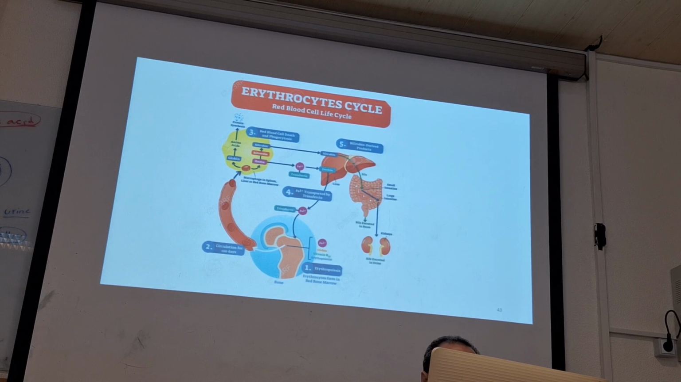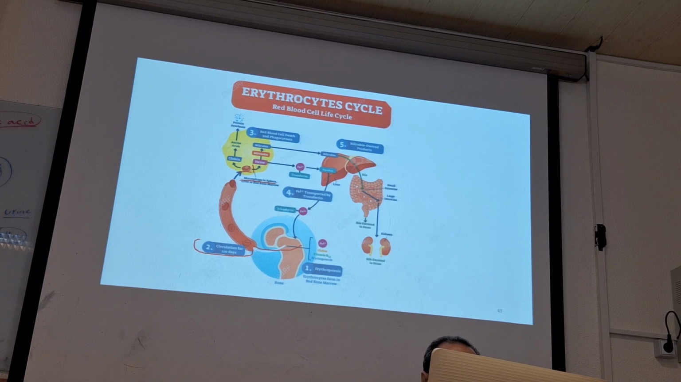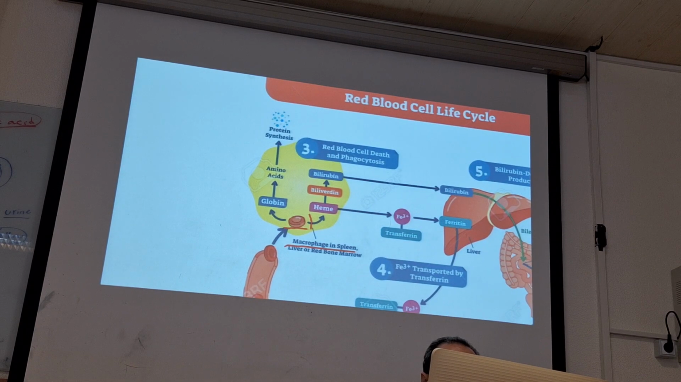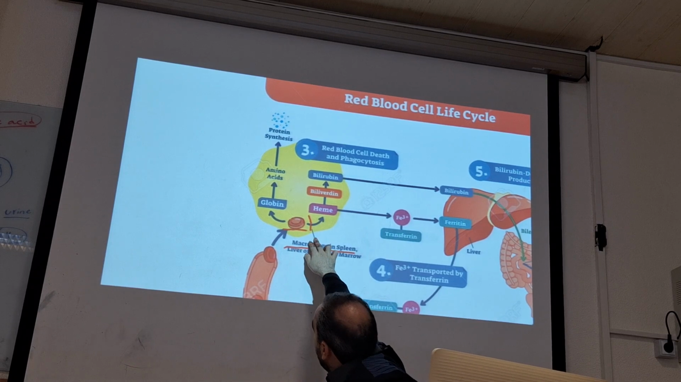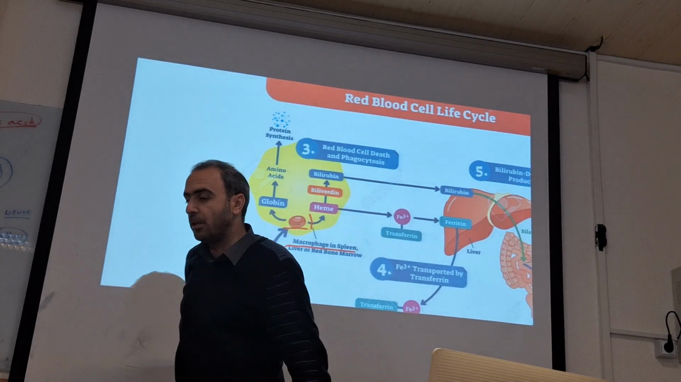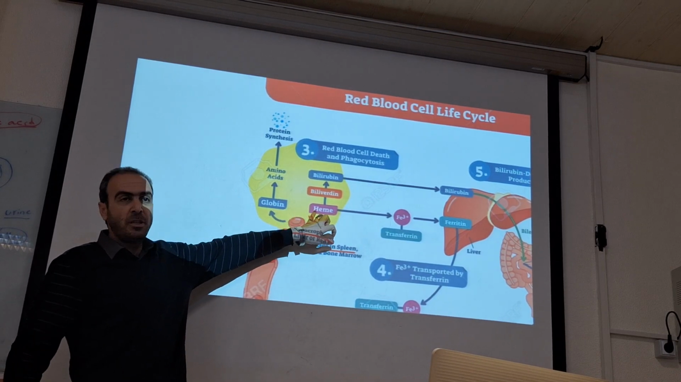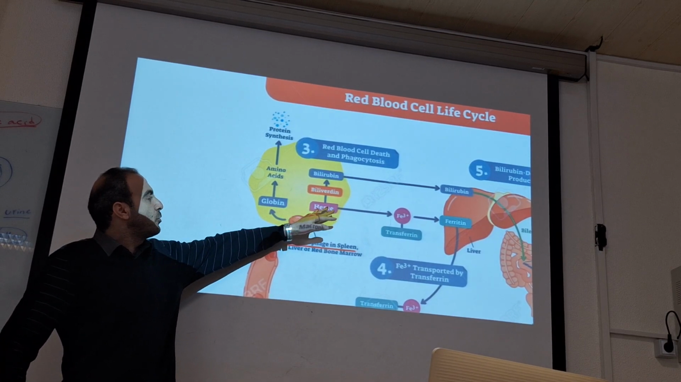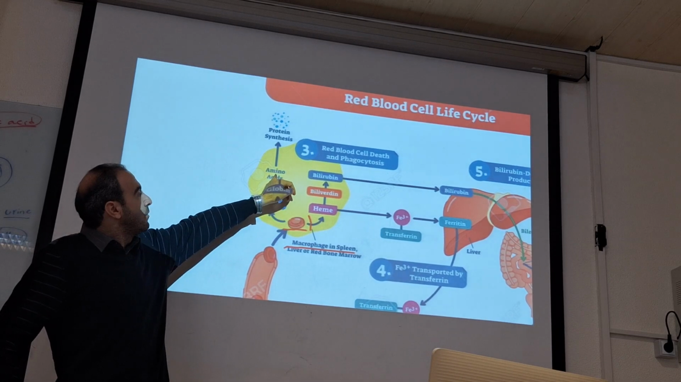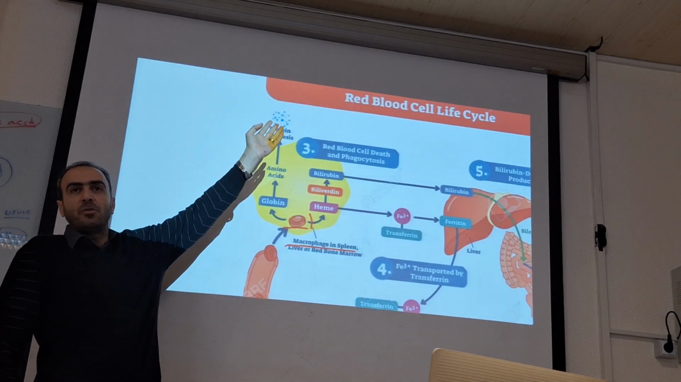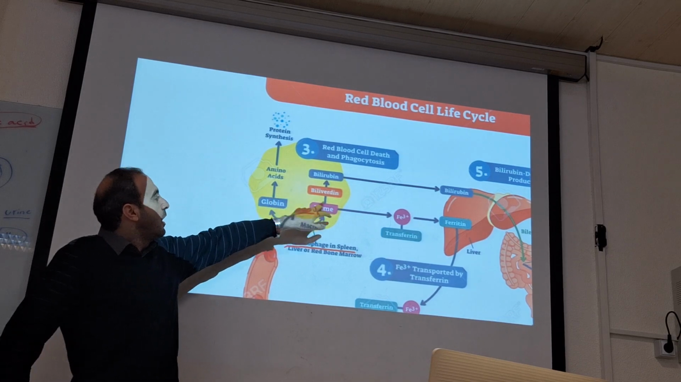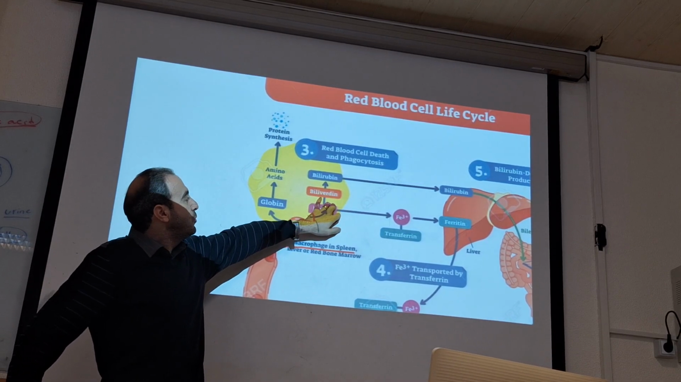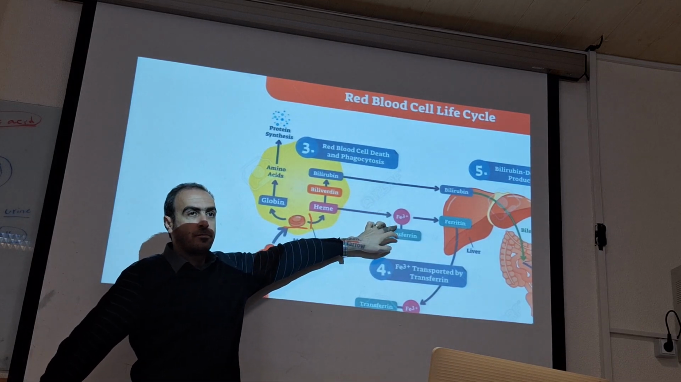Here, in bone marrow RBC is produced and goes to the circulation for 120 days. Then, at senescence, they are trapped in the macrophages of the spleen. In this part, the RBC actually breaks down and hemoglobin is released. Hemoglobin converts to heme and globin. Globin converts to amino acids, and amino acids are again used for protein synthesis. Heme converts to biliverdin and iron.